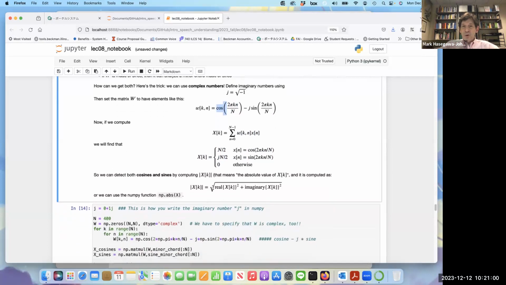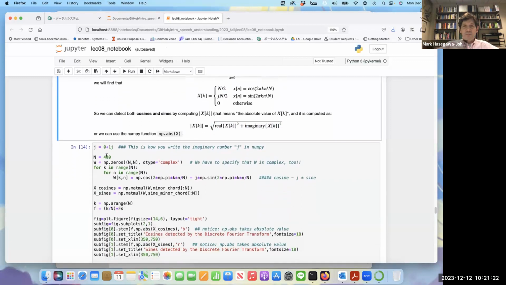And so we can get the whole thing together by finding the absolute value, by taking the square root of the real part squared plus the imaginary part squared. And that way we'll be able to capture the information about that tone, regardless of whether the tone is entirely a cosine or entirely a sine wave or some combination of a cosine and a sine wave.